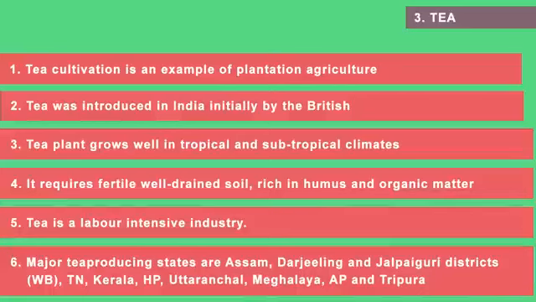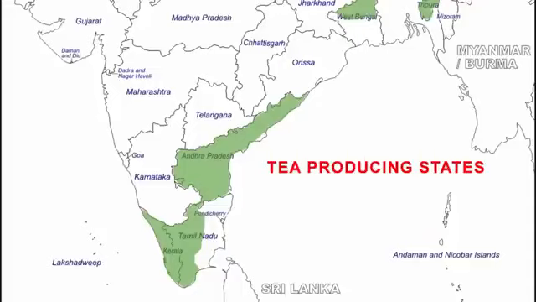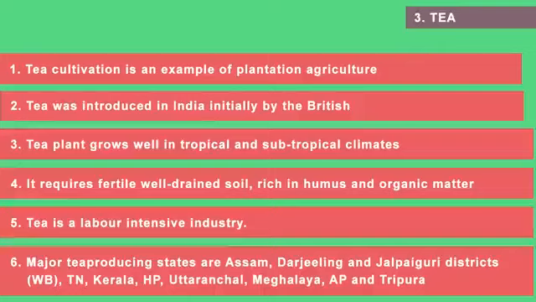And the states that produce tea are Assam, hills of Darjeeling, then Jalpaiguri districts of West Bengal, then you have in the southern region Tamil Nadu and Kerala. Now apart from these ideal locations, there are a few other places like Himachal Pradesh, Uttaranchal, Meghalaya, Andhra Pradesh and Tripura. So all these states contribute towards tea production.